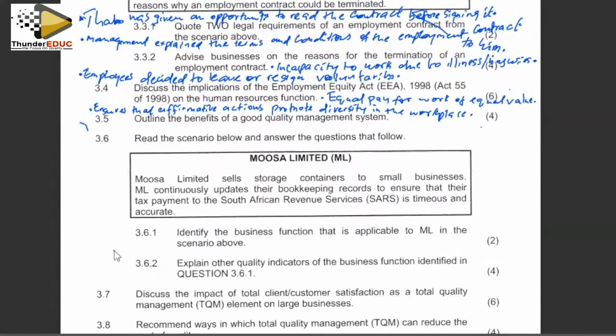So now question 3.5 reads as follows. Outline the benefits of a good quality management system. What are the benefits of a good quality management system? Okay, right. So now one of the benefits is that time and resources are used efficiently, and vision or mission or business goals may also be smoothly achieved.